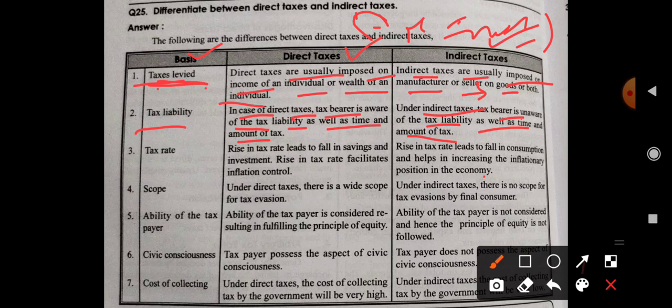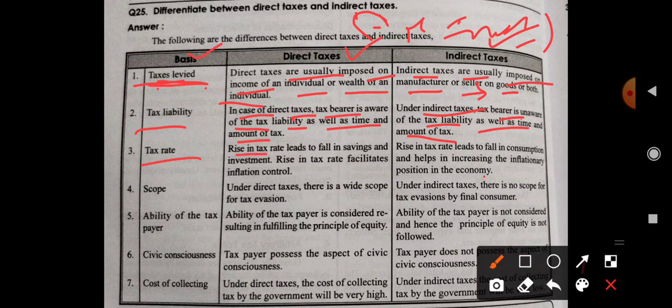So in case of indirect taxes, the tax bearer is unaware of the amount of tax liability and at what time he is going to pay, because the consumer will not pay, the seller will pay the tax to the government, but he will collect it from the buyer. That is the chain there.